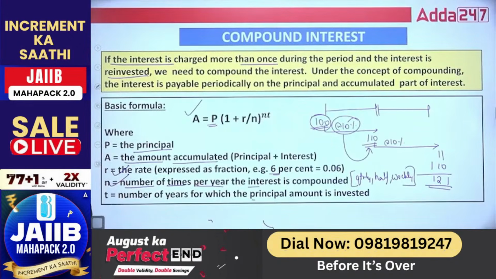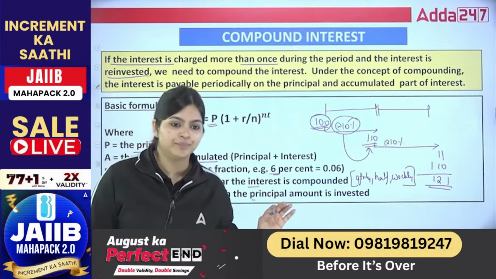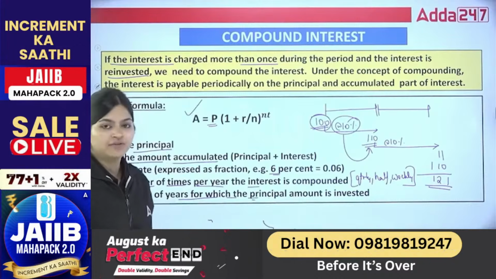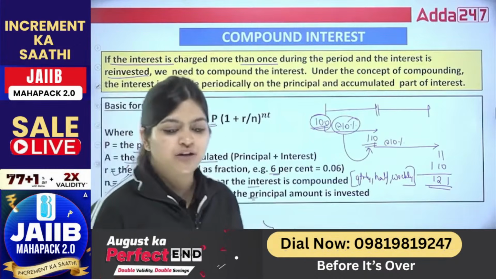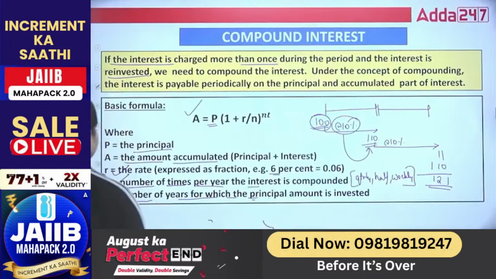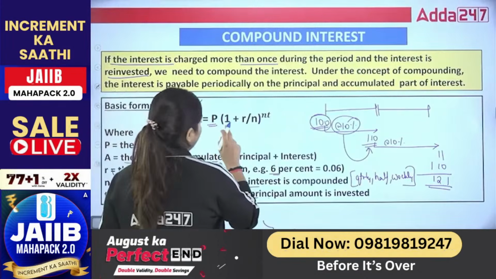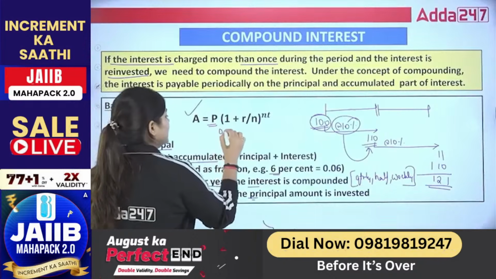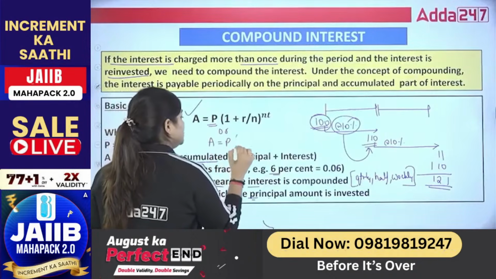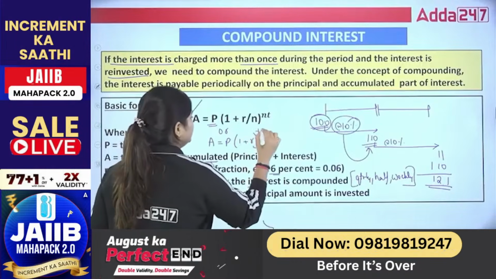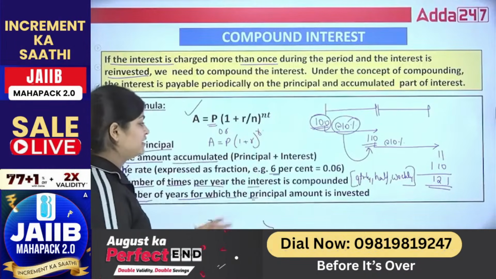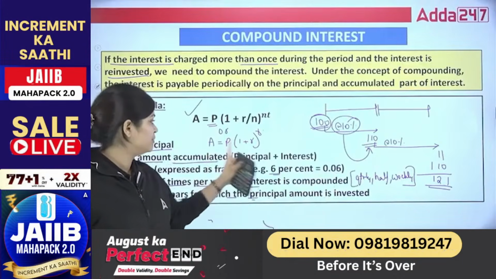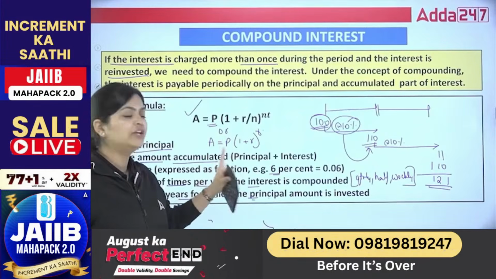Otherwise, no need to use N if you are calculating per annum. T is the number of years for which the principal amount is invested. This is the formula we use for calculating compound interest. If you ignore N, A equals P into (1 plus R) to the power T. If you are not receiving any quarterly, half yearly or weekly returns, you can use this formula.